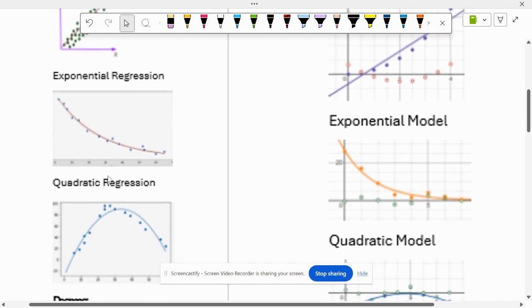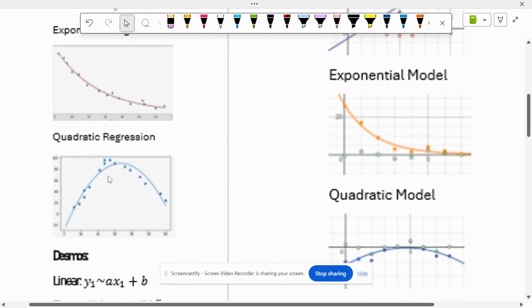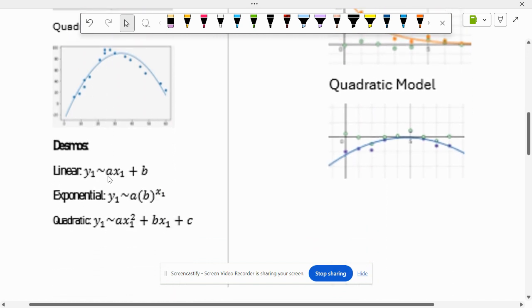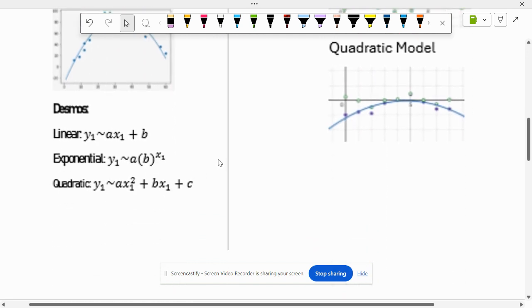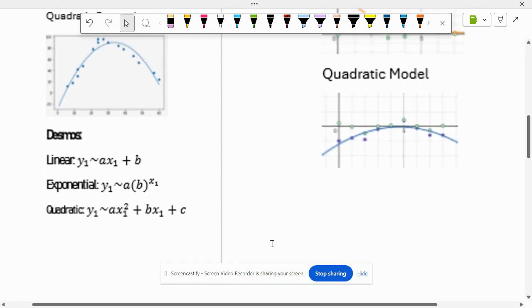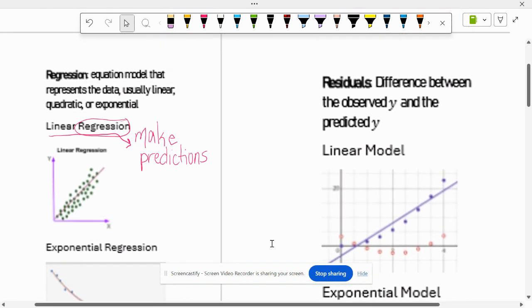I wanted to make sure you understand, if you're using Desmos, how to put those equations in. You guys have done linear regression, y sub 1 squiggle ax1 plus b, but we really haven't typed in exponential or quadratic regression. It's on your handout that I gave you that has calculator directions on one side and Desmos directions on the other, but I also wanted to make sure it was on your journal, okay? So those are the equations that you're using if you're in Desmos. And then if I go over to the right side, it talks about residuals.